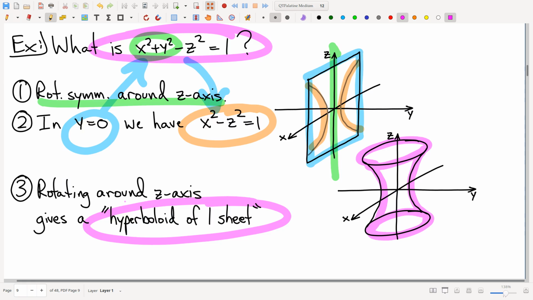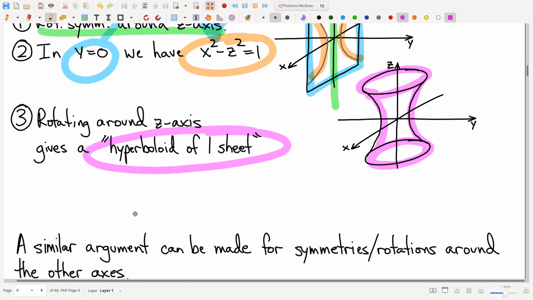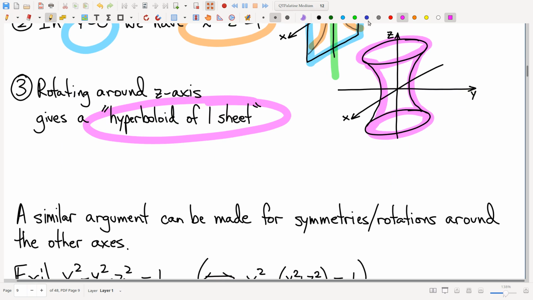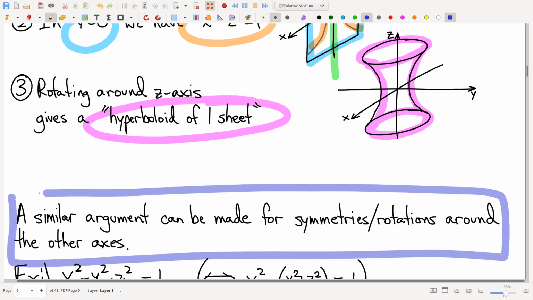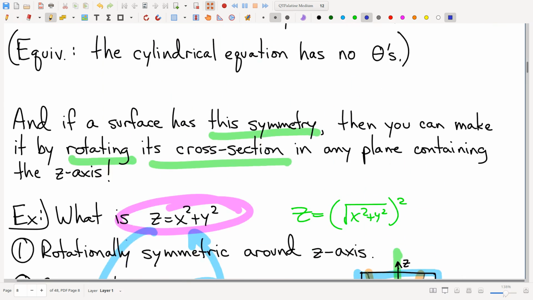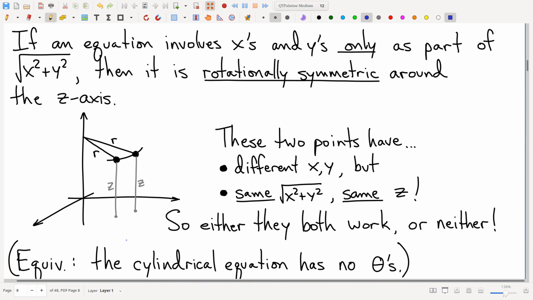Let's see the next example. The next example is going to be a little different. You'll notice I note here that a similar argument can be made for rotations around other axes, and this is a challenge for you to think about: how would you take this argument as written here, not so much the cylindrical thing, that's kind of z-axis peculiar, but this first argument up here, how would you adapt that to get a theorem about rotational symmetry around the y-axis?